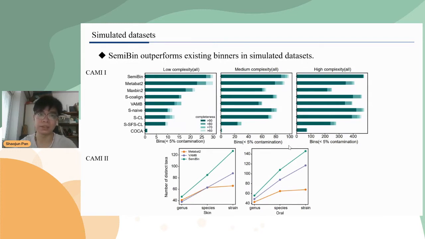In the CAMI 1 simulated datasets, SemiBin returned more high-quality bins, and in the CAMI 2 datasets, SemiBin reconstructed a larger number of distinct high-quality genera, species, and strains. Also, in the CAMI 2 datasets, SemiBin can reconstruct more strains for the same species.